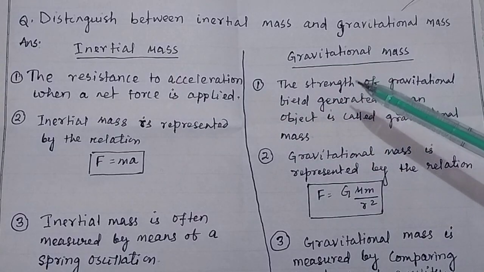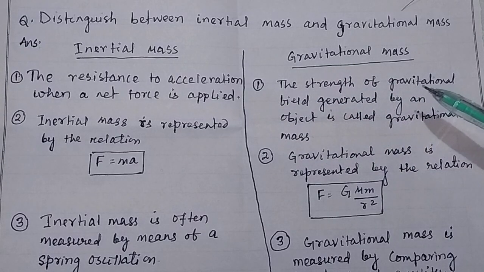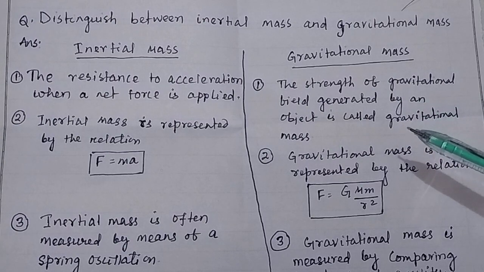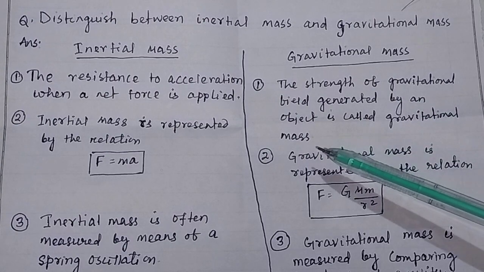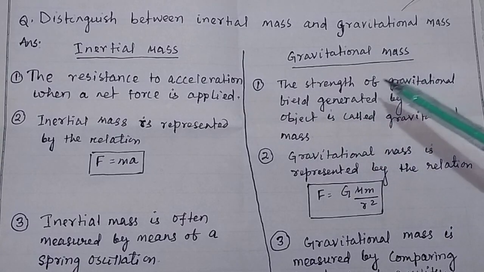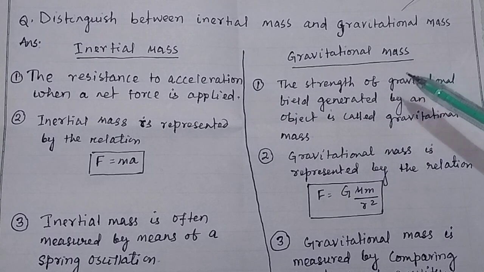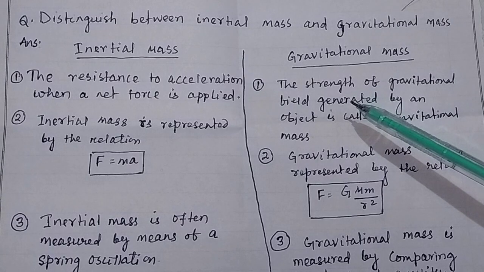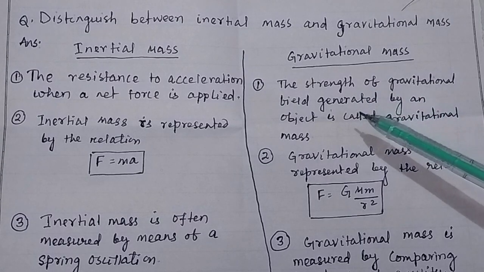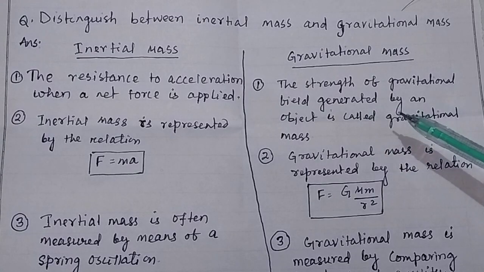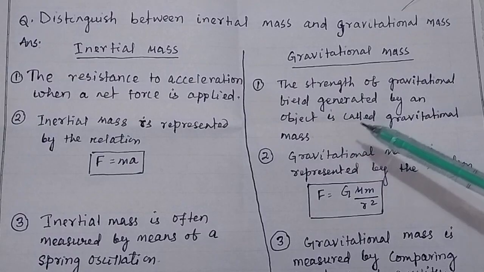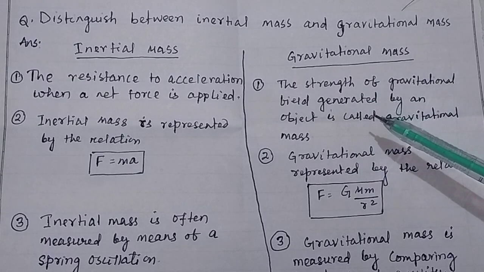But in gravitational mass, the strength of the gravitational field generated by an object is called gravitational mass. This will be the definition of gravitational mass. That means gravitational mass is measured by the strength of the gravitational field which is generated by an object. This is the definition of gravitational mass.